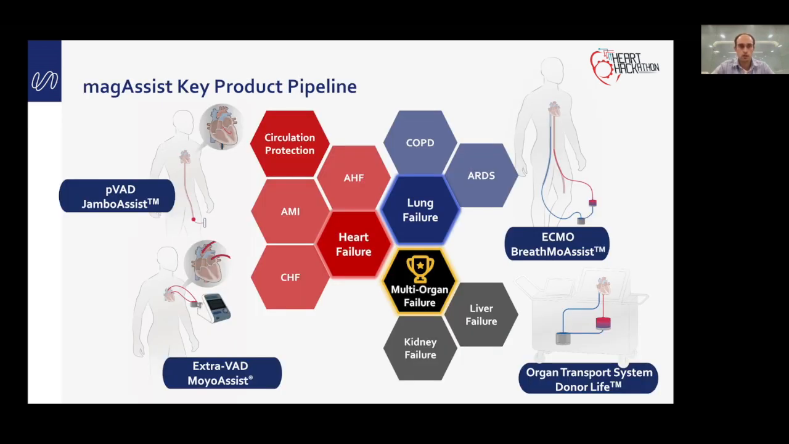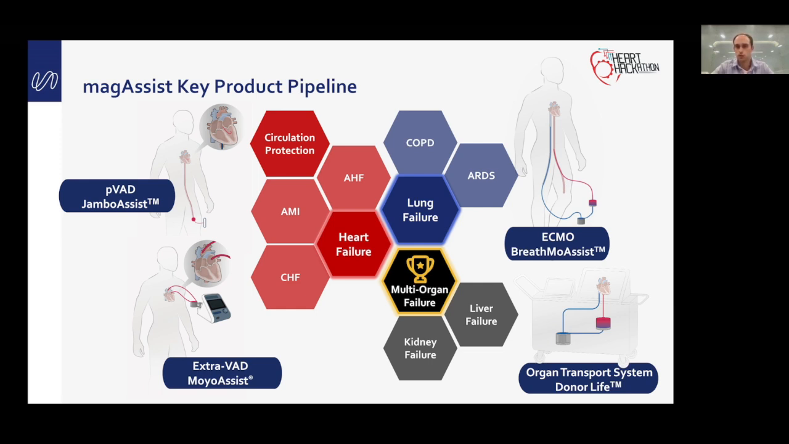So for magAssist, I've been involved since very near the start. This is our overall product pipeline. So to begin with, we developed the magAssist, which is an extracorporeal ventricular assist device, which supports patients for quite a long time, up to 30 days, whilst they're waiting for transplant or as a bridge to recovery. That product is now largely complete, and I've moved on to working on the JamboAssist, which is our percutaneous ventricular assist device. So that's inserted through the patient's femoral artery into their heart.